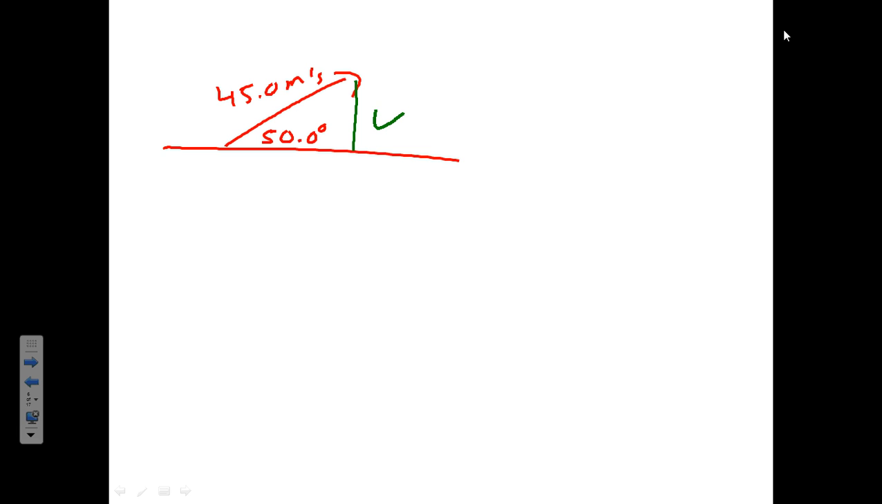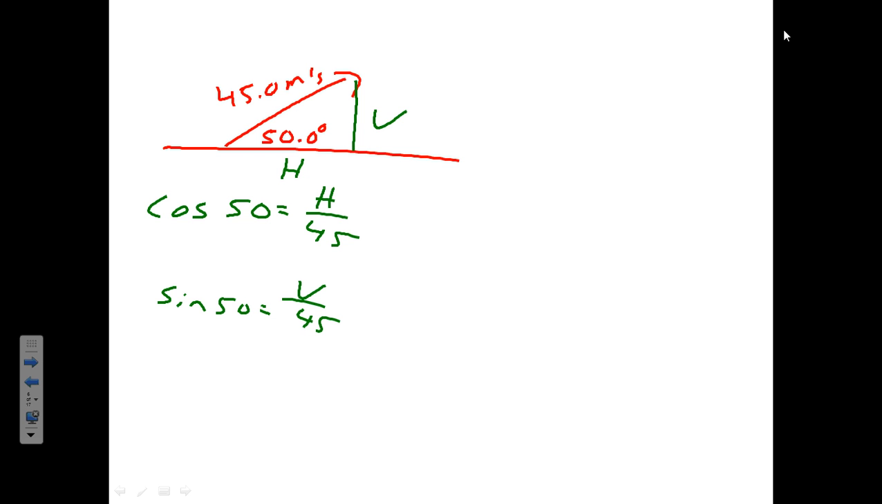Remember what we're doing is we're shooting our ball 45 meters per second at a 50-degree angle above the ground. So we're going to draw in a vertical. I like to call this V and this H. And we're going to find those two components of our velocity. So to find the H, we'll use cosine. We'll say the cosine of 50 equals our adjacent side over our hypotenuse. And we'll say the sine of 50 equals our opposite side, V, over our hypotenuse.